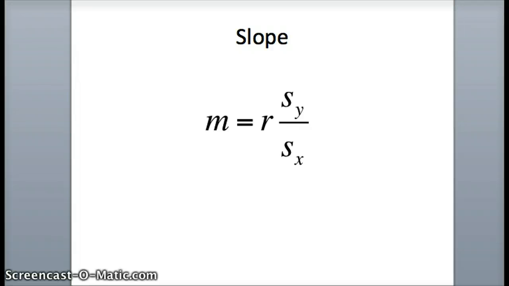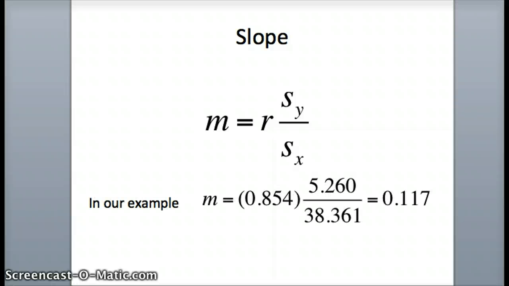So that was our formula. The slope was the correlation coefficient r times s sub y divided by s sub x. And in our example, our slope is 0.117. But our next goal is to find the y-intercept b. So we're going to do that by plugging in some numbers.